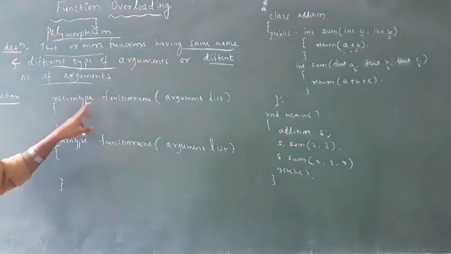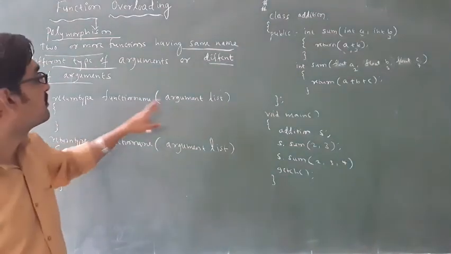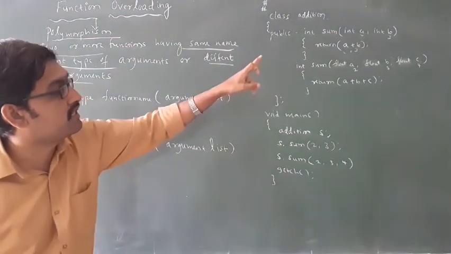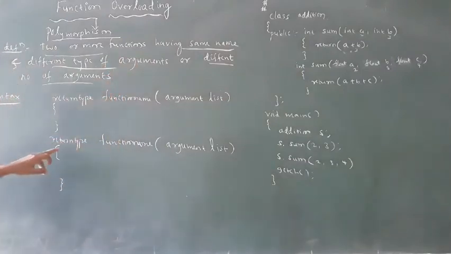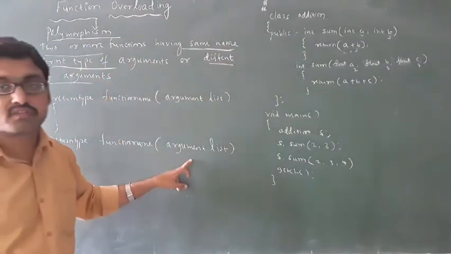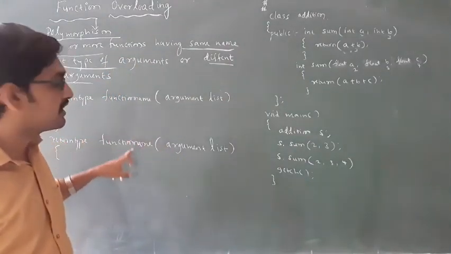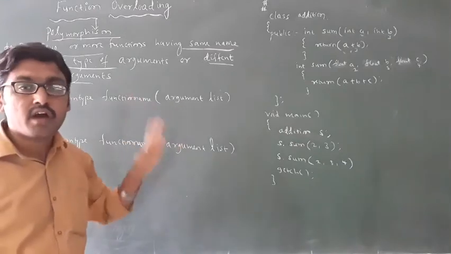Return type means int, function name sum, argument list. Argument list means int a, int b. Then here again return type, function name, argument list. Okay, same function name must be there, but different types of arguments.